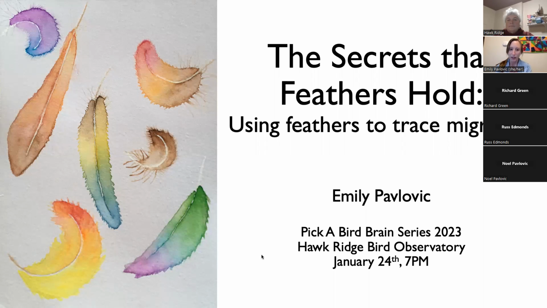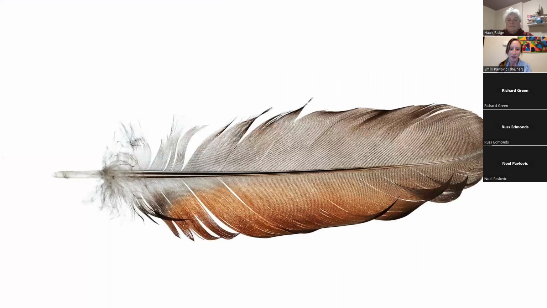Before we really get into all of this, I just wanted to take a brief moment to really appreciate the amazingness that are feathers. Feathers are these incredible structures that allow birds to fly, to stay warm, to camouflage, to sometimes attract a mate. But we also can use feathers to learn about the birds. So we use feathers in research.